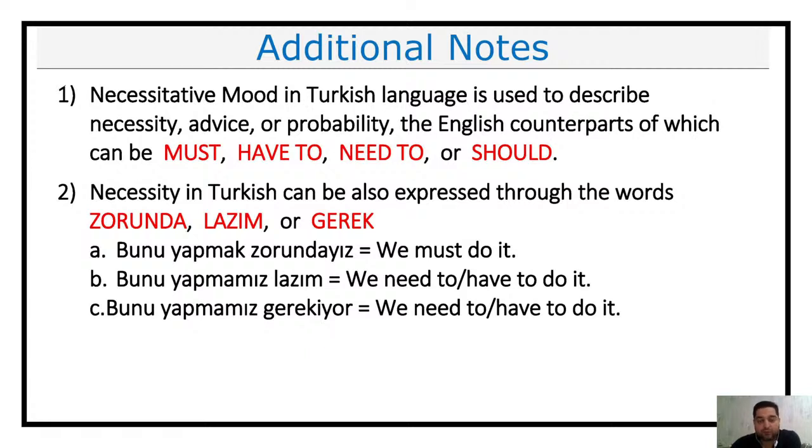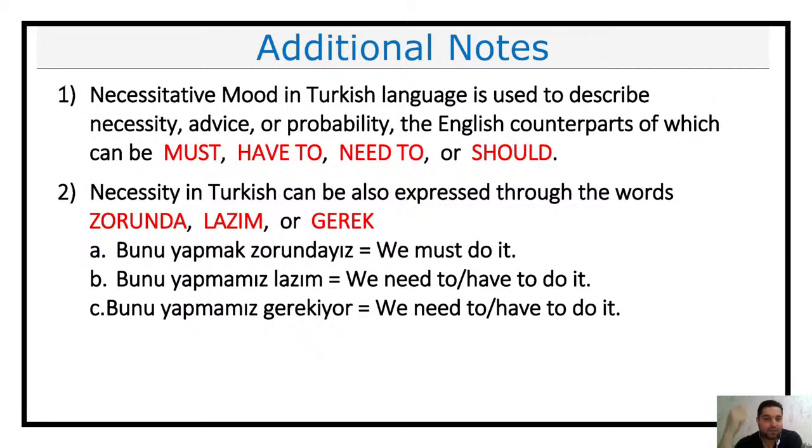You have to watch it. We have to watch it. And in the last one, when we use gerek, what do you do? Again, we have to change the middle part. Bunu yapmam gerekiyor. Bunu yapman gerekiyor. Bunu yapması gerekiyor. Bunu yapmamız gerekiyor. Bunu yapmanız gerekiyor. And bunu yapmaları gerekiyor. So this is basically all possible cases of how you say must, have to, need to, or should.